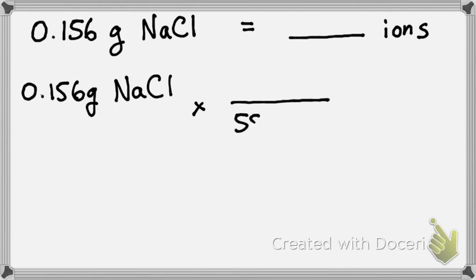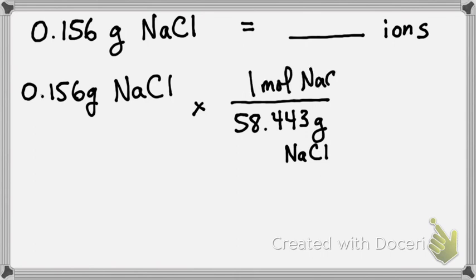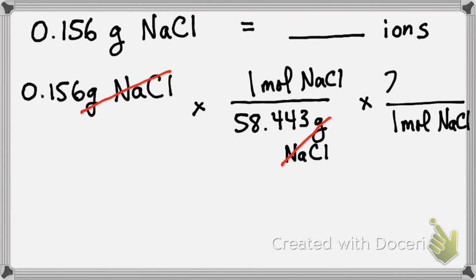So 58.443 grams of NaCl is equal to 1 mole of NaCl. And that's something we emphasized quite a bit last week, so I don't think that really surprises us. Now this next step will be surprising, because I know that 1 mole of NaCl gives me 2 ions. I have 1 Na plus, I have 1 Cl minus, and now all I need to do is simplify this expression.